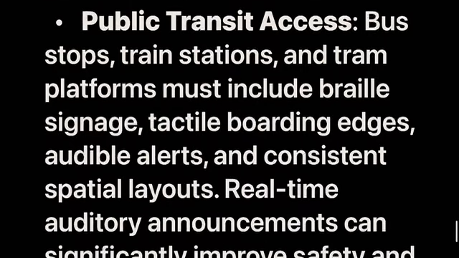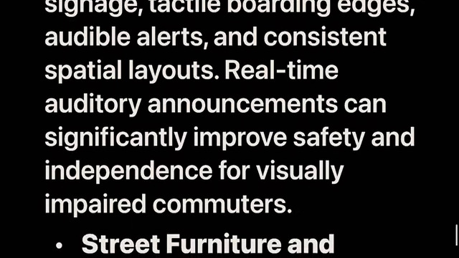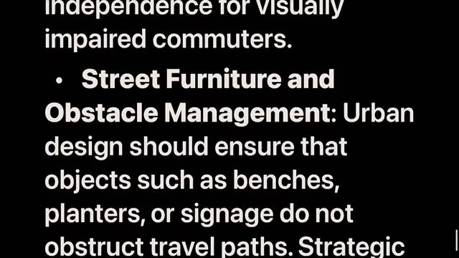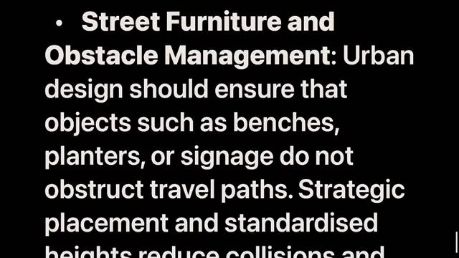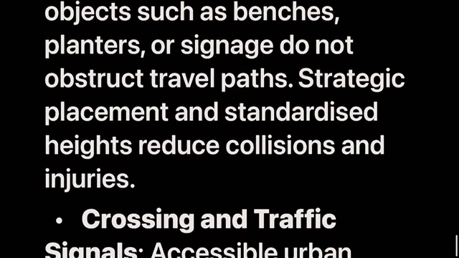Public transit access. Bus stops, train stations, and tram platforms must include braille signage, tactile boarding edges, audible alerts, and consistent spatial layouts. Real-time auditory announcements can significantly improve safety and independence for visually impaired commuters. Street furniture and obstacle management. Urban design should ensure that objects such as benches, planters, or signage do not obstruct travel paths. Strategic placement and standardized heights reduce collisions and injuries.